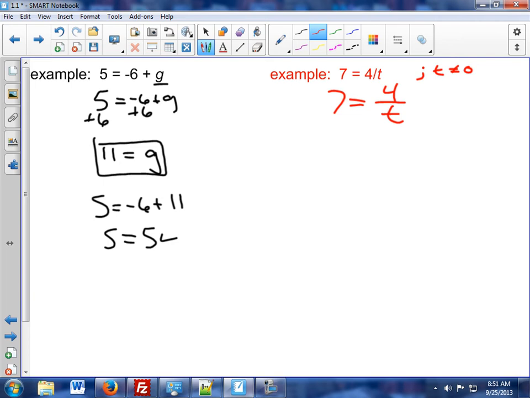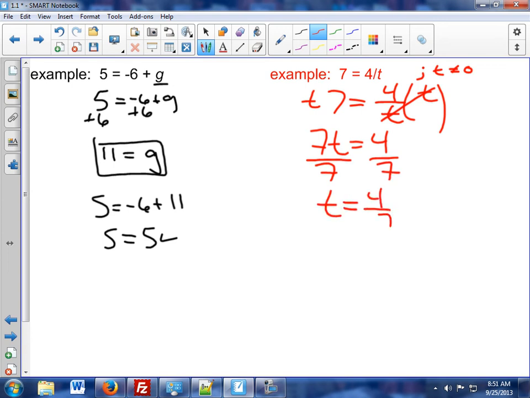Say it again a little louder. I heard parentheses. Want me to cross multiply again? No? I would probably multiply each side by t. And I'd get rid of the t's. Over here I would have 7t equals 4. And then I would divide by 7. Okay?